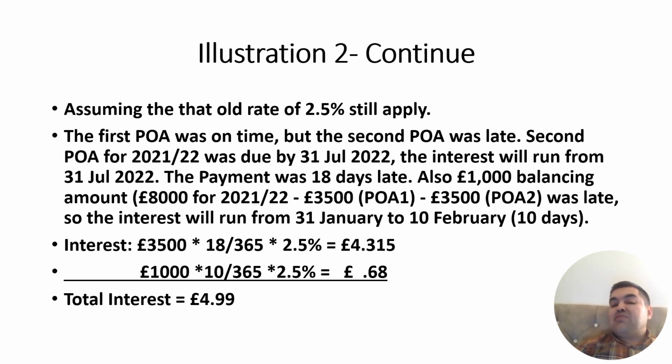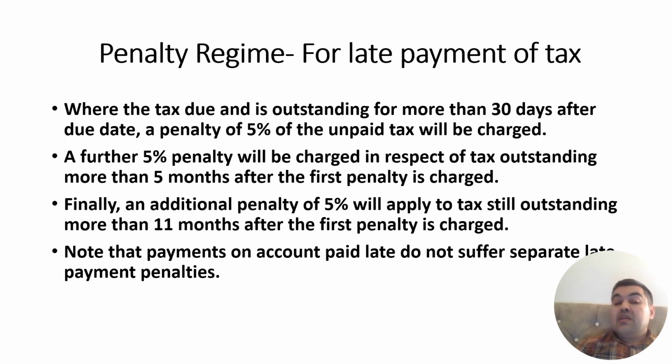So 3,500 multiplied by 18 days late out of 365 days, multiplied by 2.5%, which is the interest rate. And the balancing payment is late by 10 days, so 10 divided by 365. In a year we have 365 days, so it's counted on a complete 365-day basis. So the total interest is 4.99. That is for the late payment of the tax.